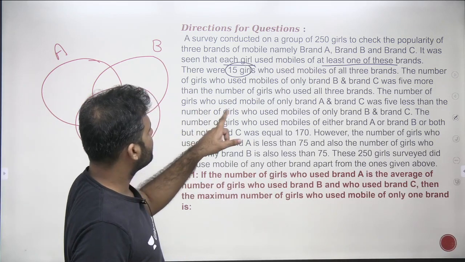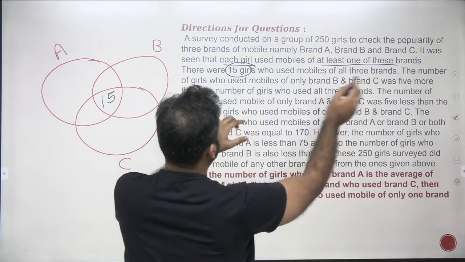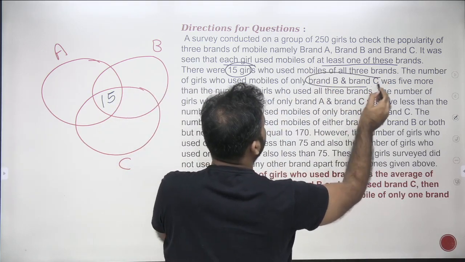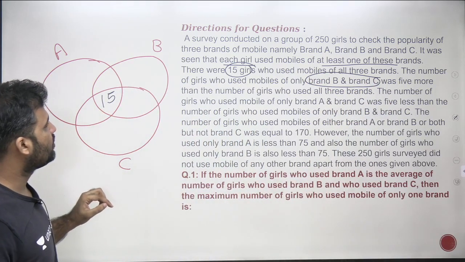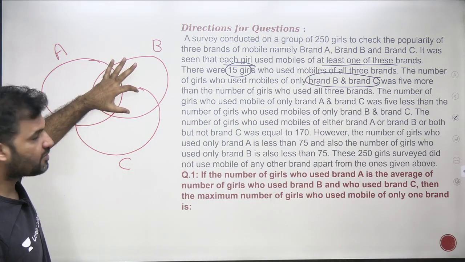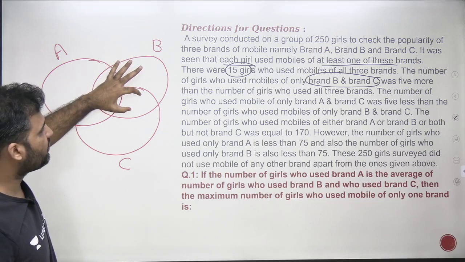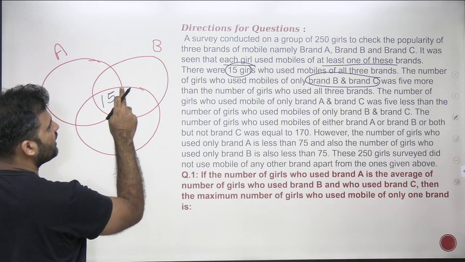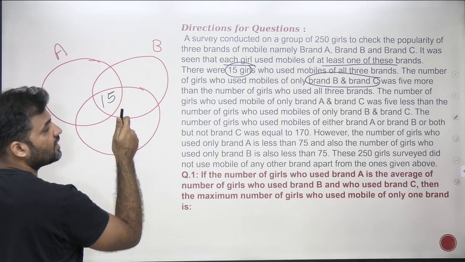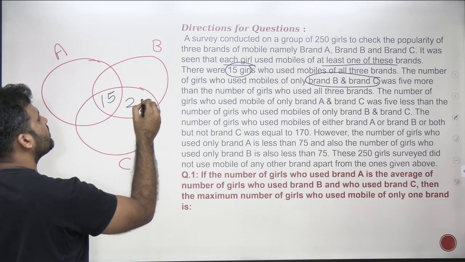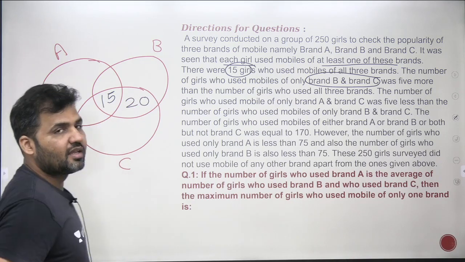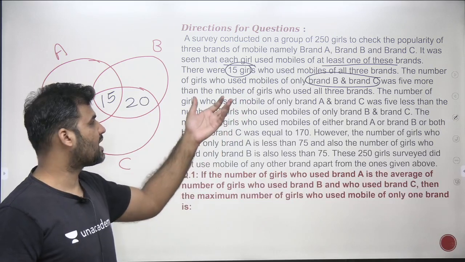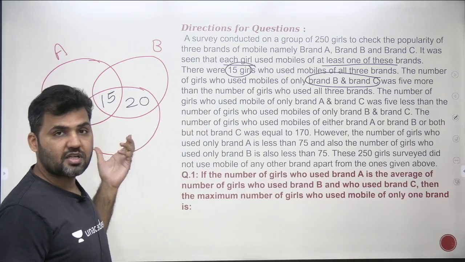Okay, there's another piece of information: the number of girls who used mobile of only brand B and brand C is 5 more than the number of girls who used all three brands. All three brands is 15 and this value, only brand B and brand C, is 5 more than this 15 value, so this value will be 20. You should know which region of the Venn diagram represents only brand A, only brand B and only brand C.